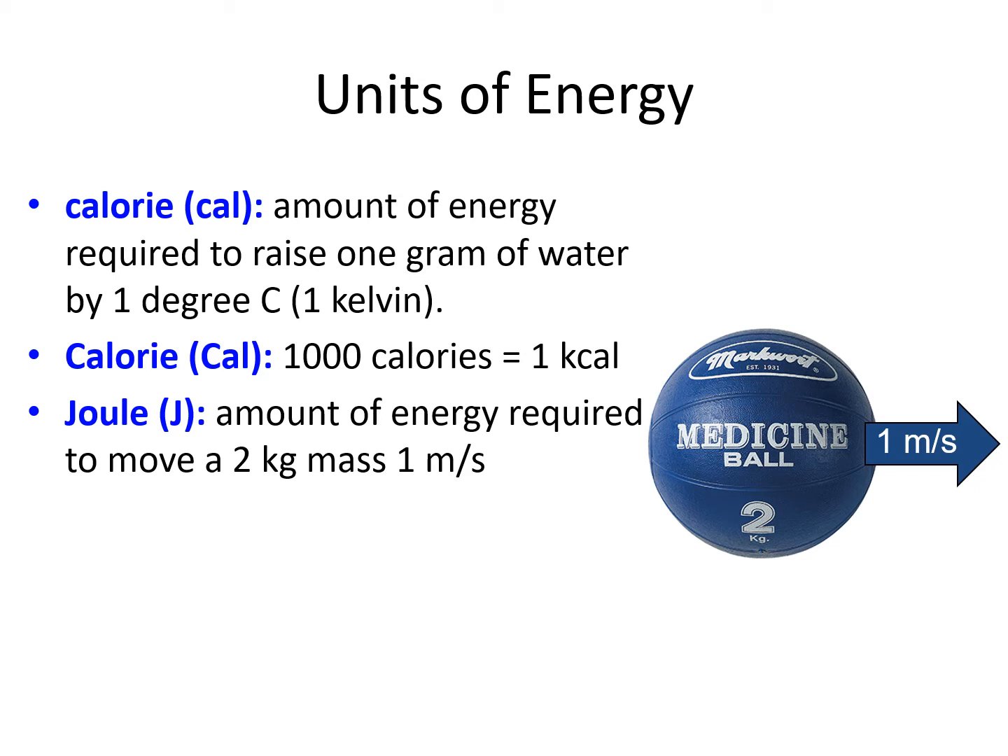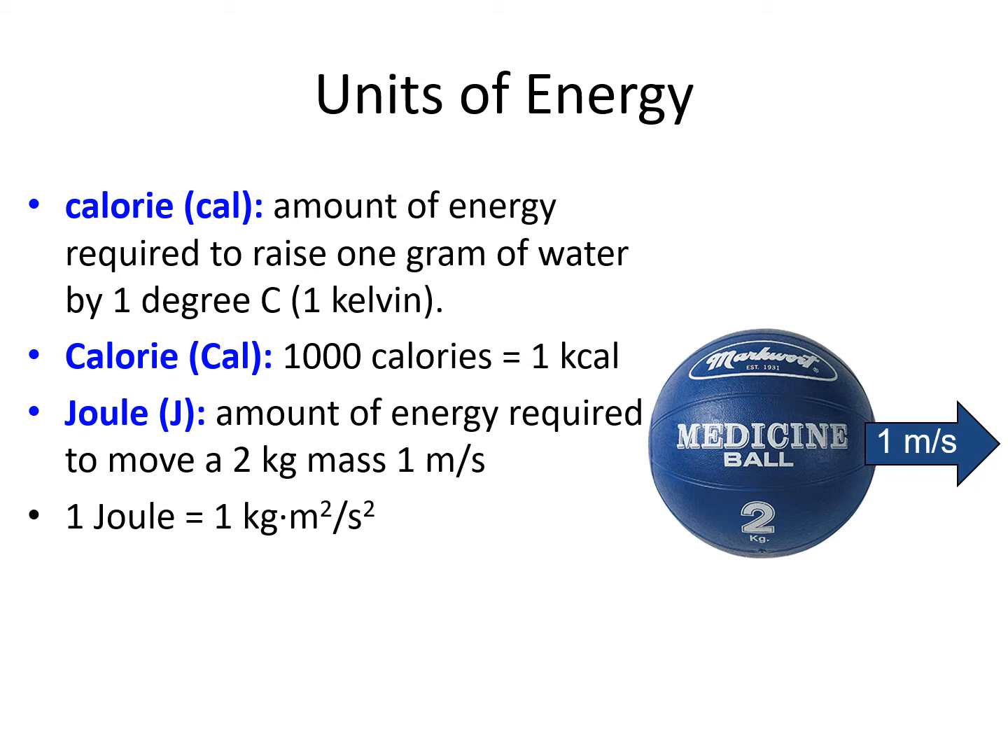Another common unit of energy is the joule. A joule is the amount of energy needed to move a 2 kilogram mass, like the medicine ball in the picture, with a velocity of 1 meter per second. So a joule is equal to 1 kilogram meter squared per second squared. So you'll see those two sets of units used interchangeably.